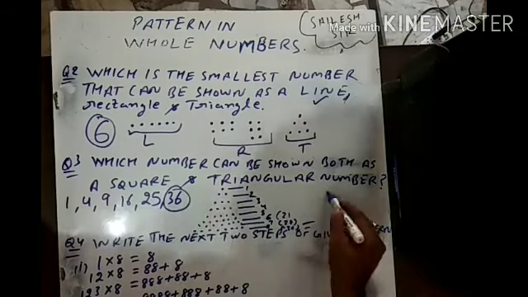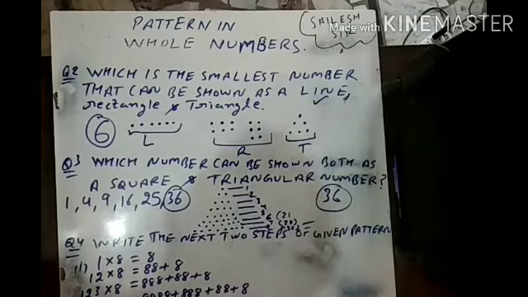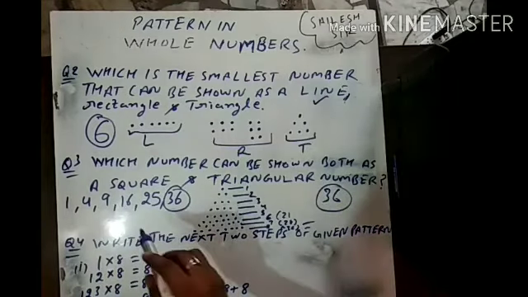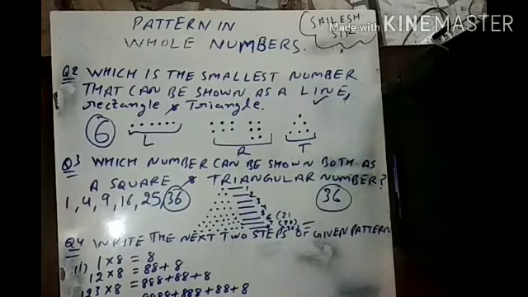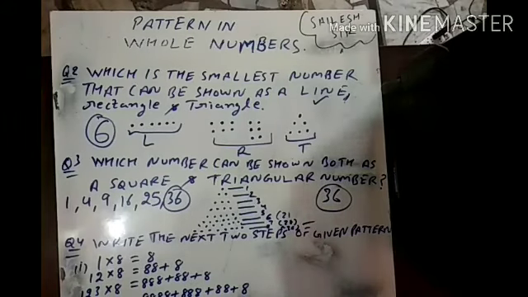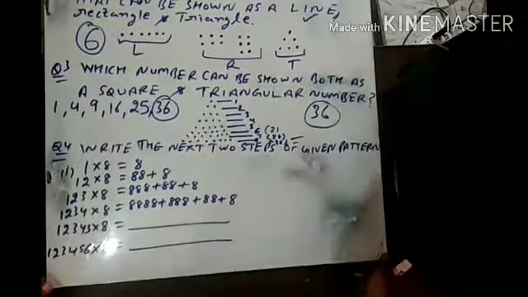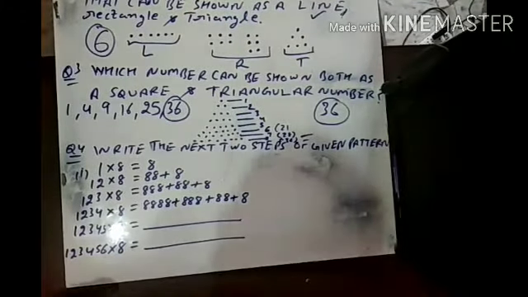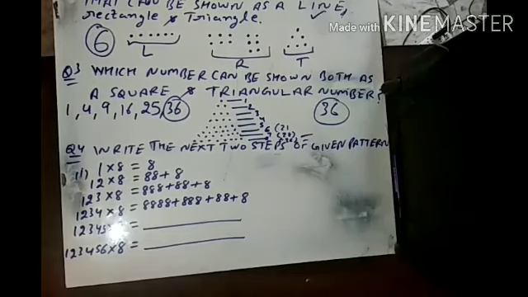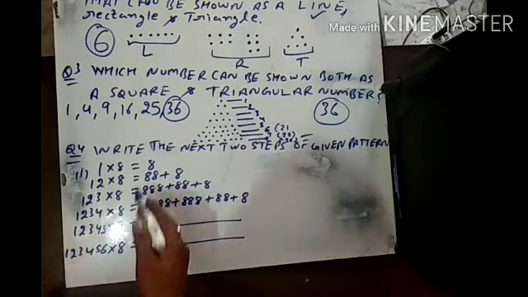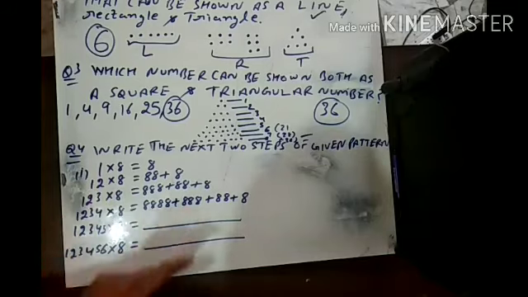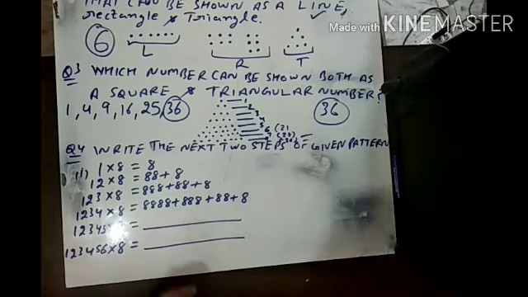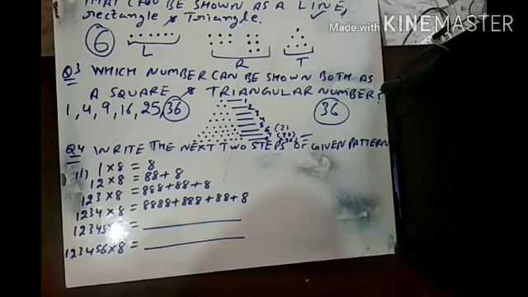So I can take 36 as a number which makes a square pattern and a triangular pattern. Okay. Now question number 4. Write the next two steps of the given pattern. Here the pattern is being given. We can think in so many ways that 1 multiplied by 8 is equal to 8, 12 multiplied by 8 is equal to this. This is a given pattern and we have to write the next two steps.